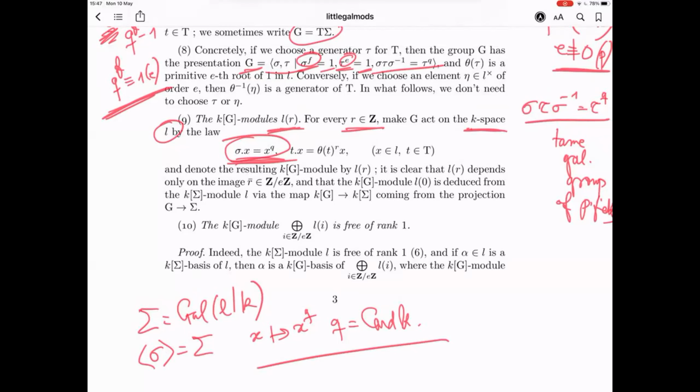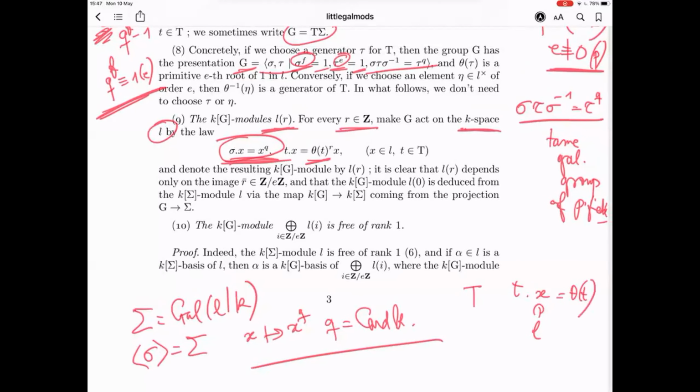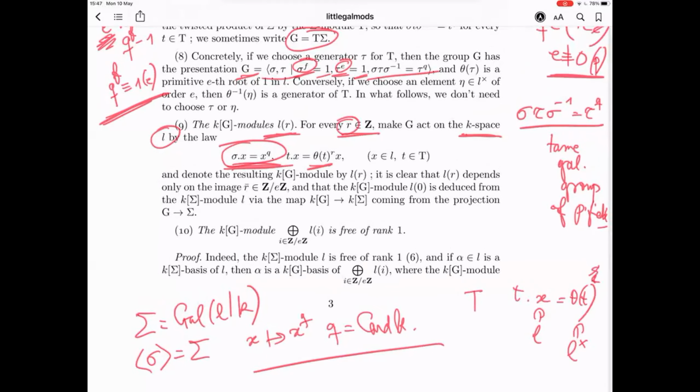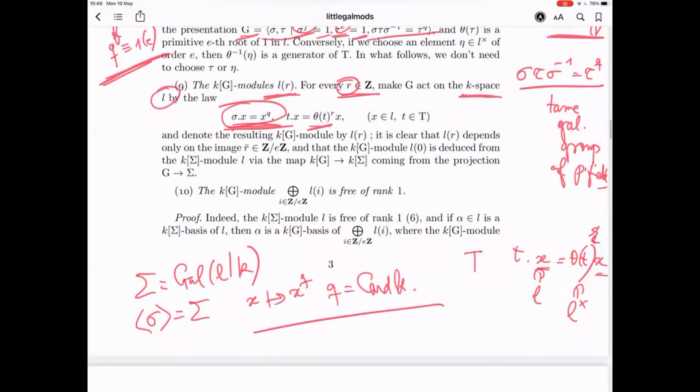Okay. So sigma continues to act the way it does on L, but now I have to give you an action of this T. An element little t of capital T acts on an element x of L as follows. I can look at theta t, which is an element of L star, and raise it to the power r, and then multiply with this x. So if r is equal to 1, then t dot x is just theta t times x. But if r is arbitrary, then I have to put this exponent r here.